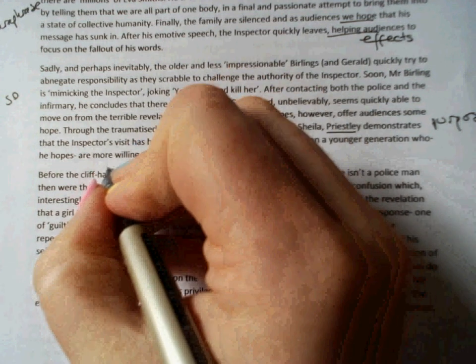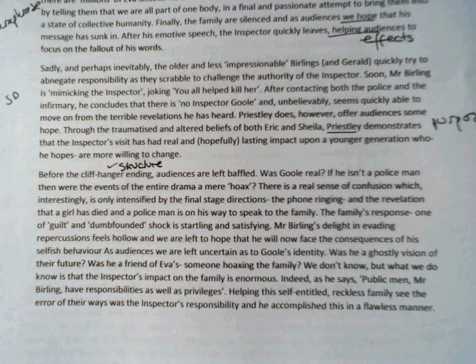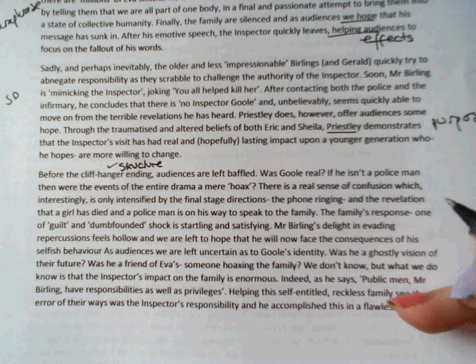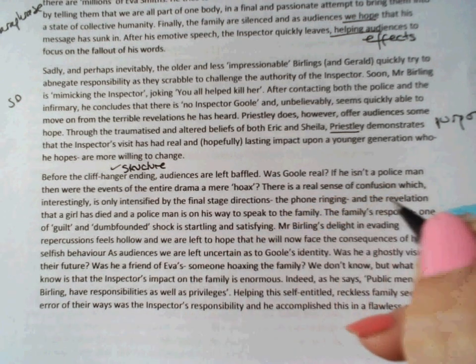Before the cliffhanger ending, so again, just getting in some structured terminology, audiences are left baffled. Was Gould real? If he isn't a policeman, then were the events of the entire drama a mere hoax? There's a real sense of confusion, which interestingly is only intensified by the final stage directions, the phone ringing, and the revelation that a girl has died and a policeman's on his way to speak to the family. I'm just showing excellent sort of knowledge here of the play. The family's response, one of guilt and dumbfounded shock, is startling and satisfying.